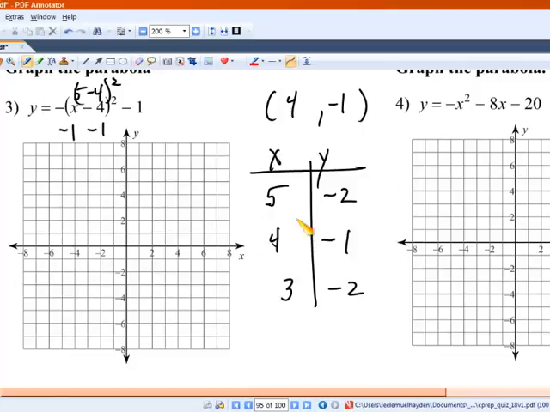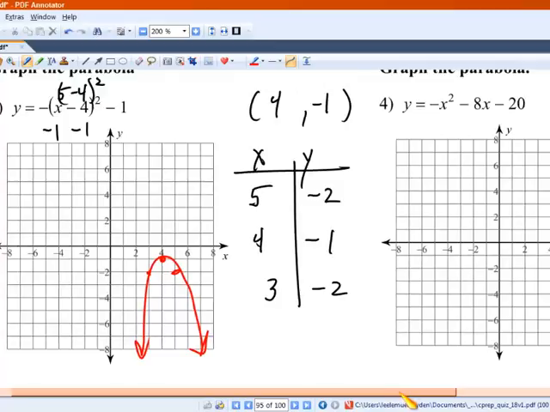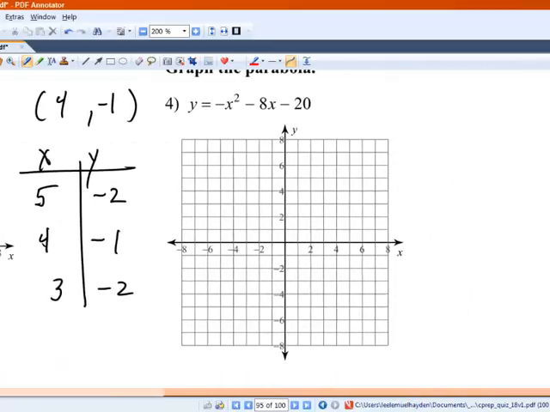So now let me graph those 3 points and connect the dots with a U. So it would be 5, -2, 4, -1, and 3, -2. Alright, and then I connect the dots with a U, and that's the graphed version of my parabola.